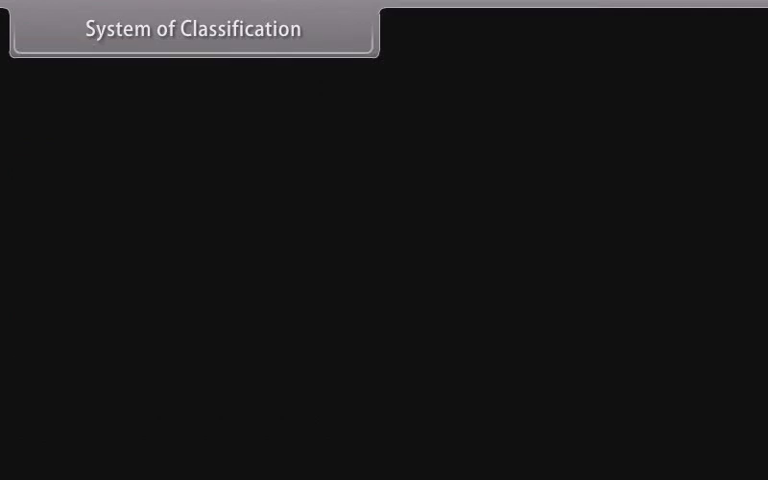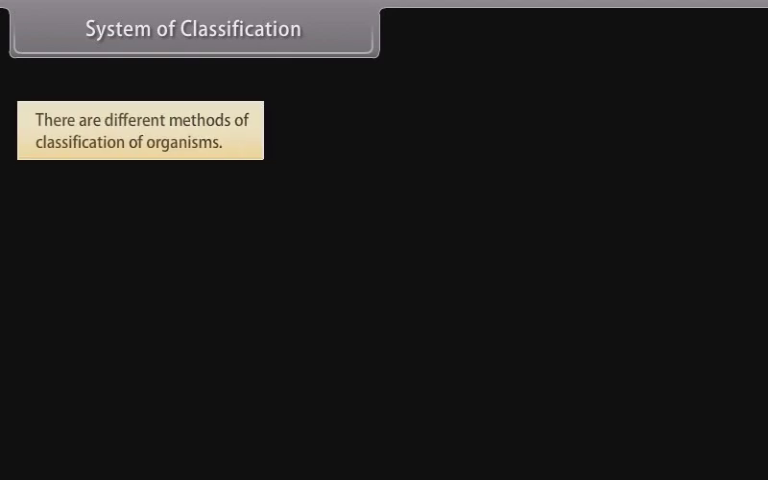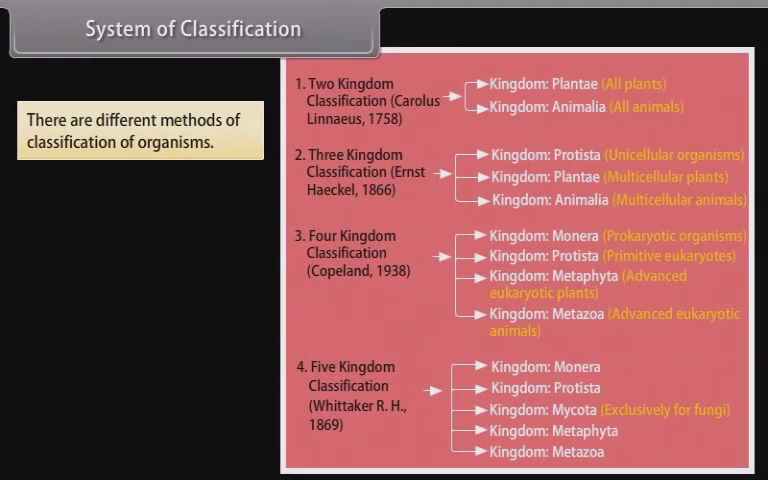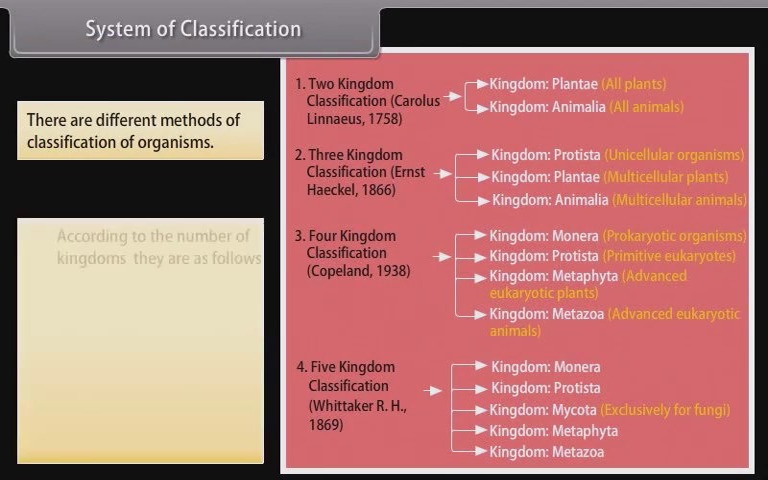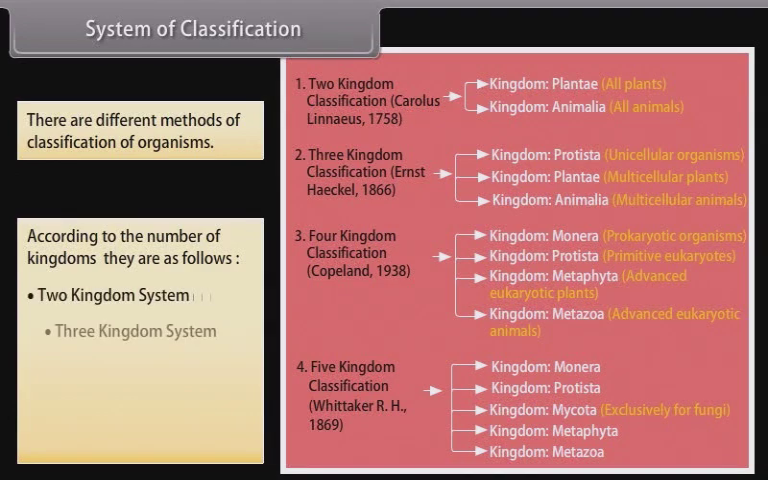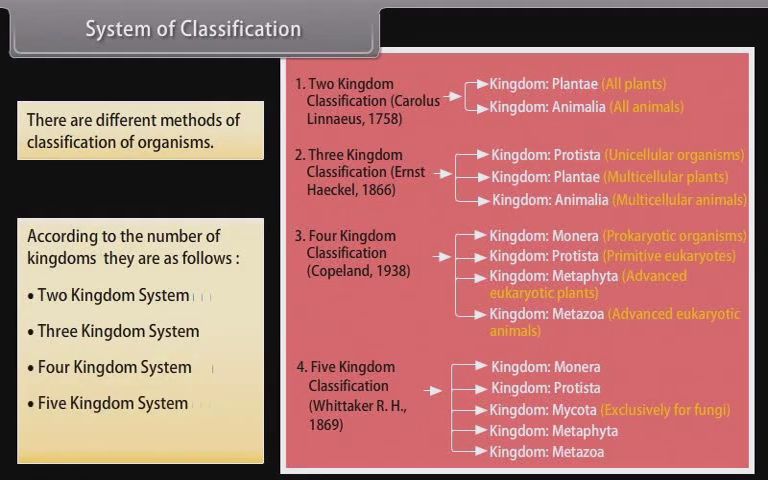System of classification. There are different methods of classification of organisms. According to the number of kingdoms, they are as follows: two kingdom system, three kingdom system, four kingdom system, five kingdom system, six kingdom system.